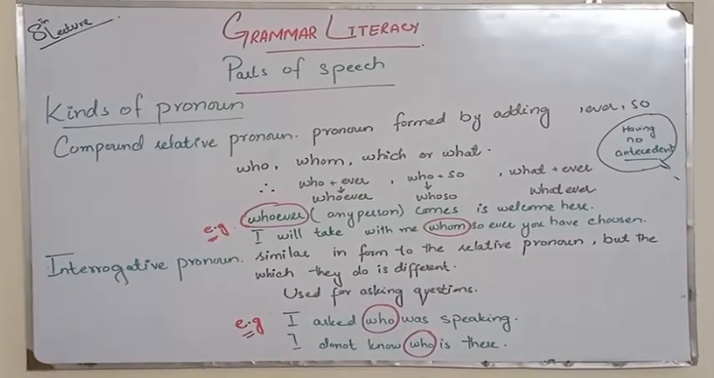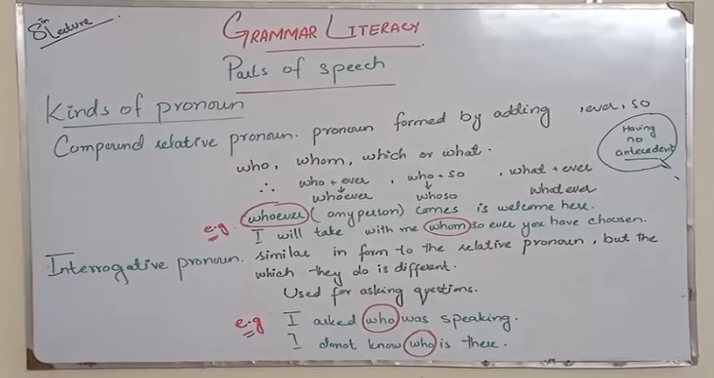Alright viewers, the next one is the compound relative pronoun. Okay, let's look at the definition. Compound relative pronouns are pronouns formed by adding ever and so to whom, which, or what. We are going to add ever and so to who, whom, which, or what. For example, I have given some of the formulas so that you are going to understand what we are talking about. First one is the combination of who plus ever, which makes whoever. The next one is who plus so, which makes whoso.